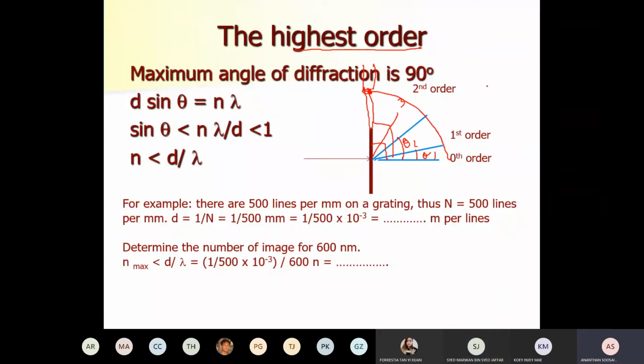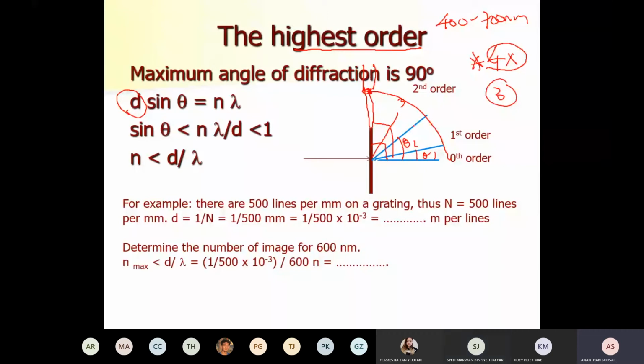Normally, the maximum order you can observe, barely, I see 4. Never happen 4. Normally 3 is the maximum order for visible light from 400 to 700 nanometer. Sometimes 4 can happen, but very rare. Okay, very rare. It depends on the D value. So the orders are limited.